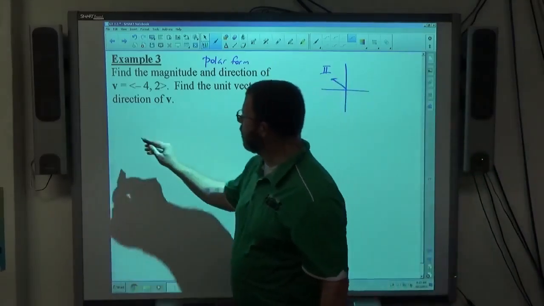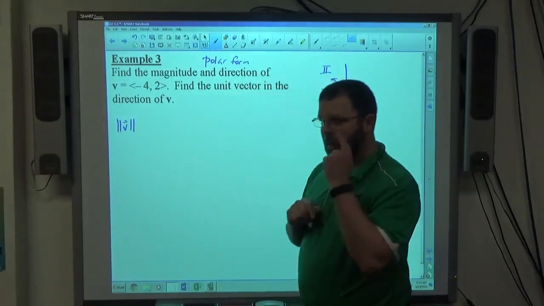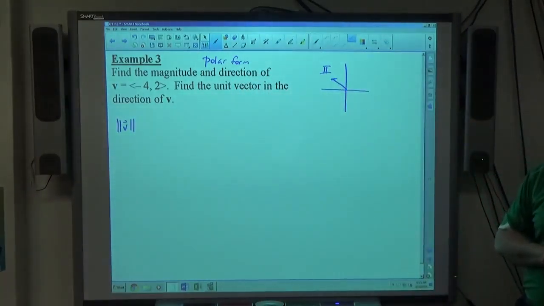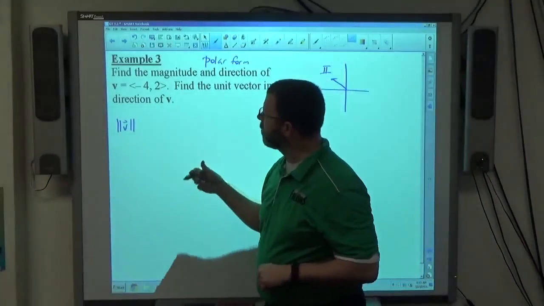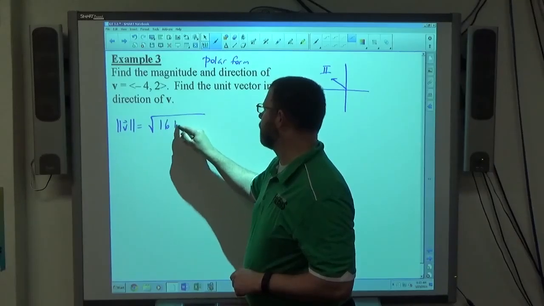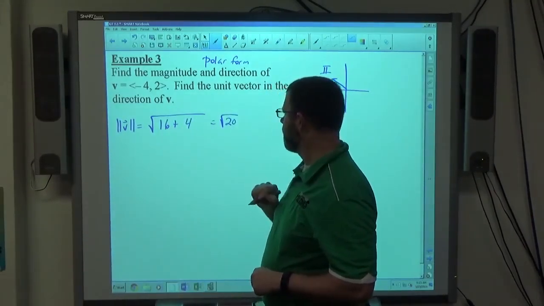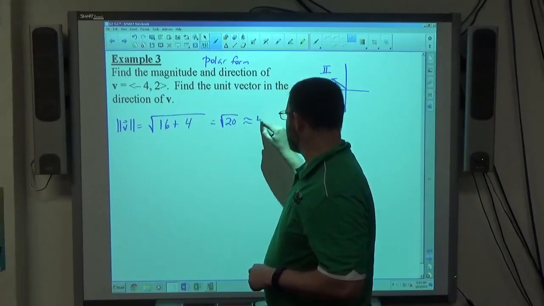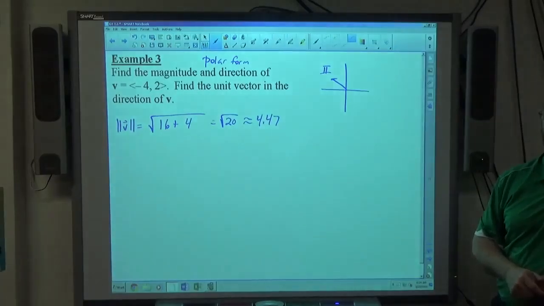So the magnitude of v, using the notation they like to use in this book, the powerful absolute value bars, is just going to be the square root of 4 squared plus 2 squared, which is the square root of 20, about 4.47. Unless they specifically ask for an exact answer, I'm going to go with decimals on these.